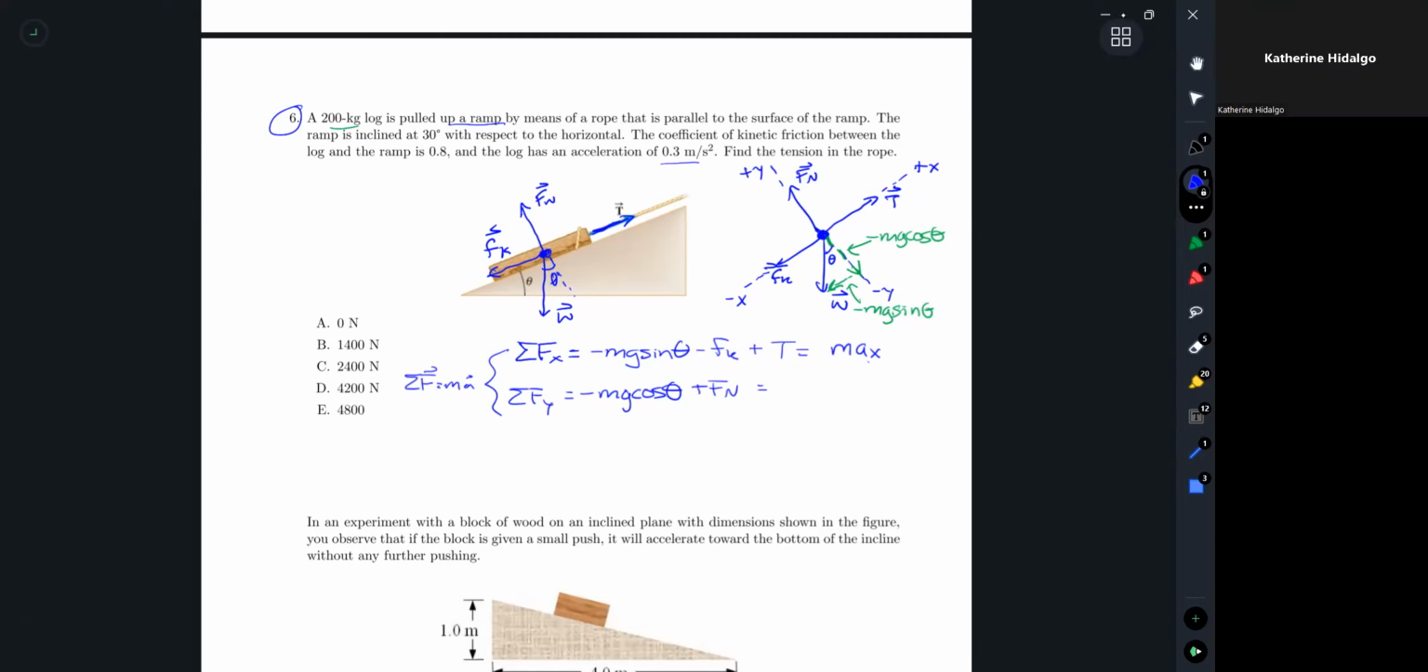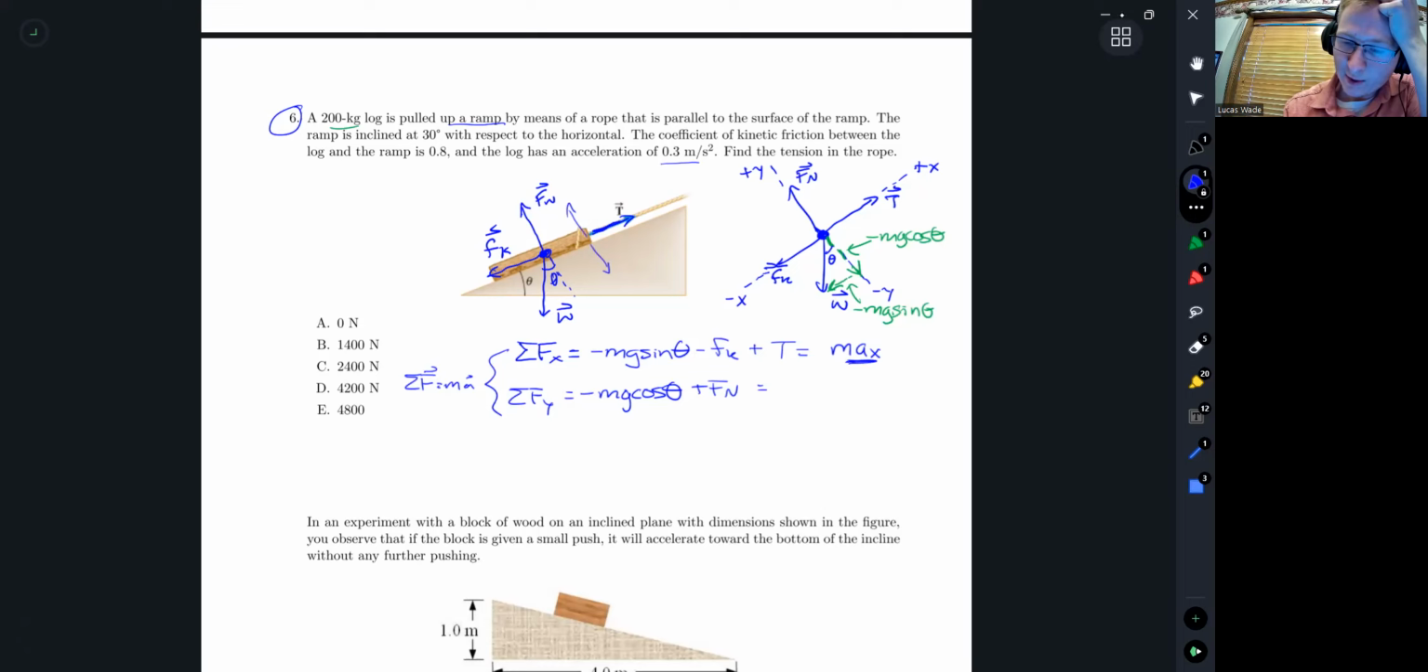0. Yes, good. Because what's happening in the y direction? Absolutely nothing, right? In the y direction, which is outward from the ramp or towards the ramp, the log's not doing anything that way. It's not moving up or down away from the ramp or towards it because it's sliding along it. So the sliding part is built into the fact that it is accelerating up the ramp in this case.